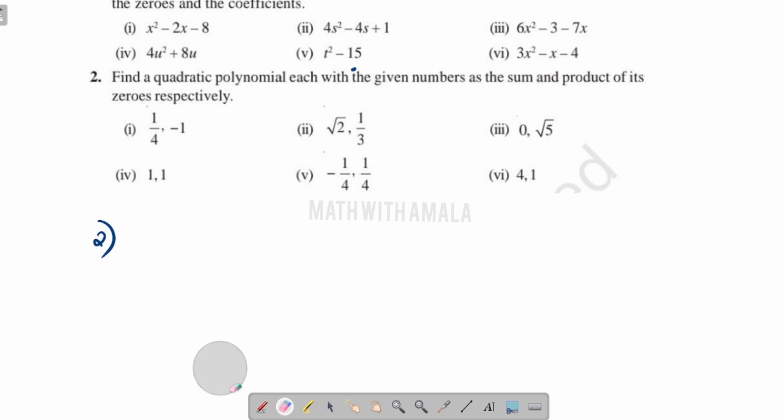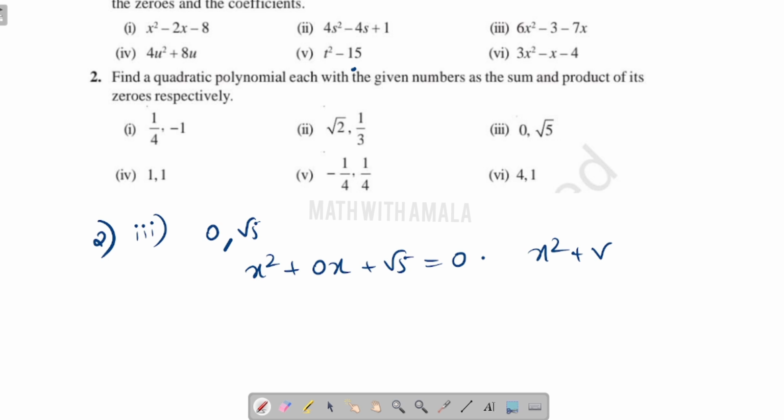Okay. Third part, 0 comma root 5. Very simple. X square plus minus 0x plus root 5, which is equal to 0. Then you can give x square plus root 5. Okay. There is no x term.